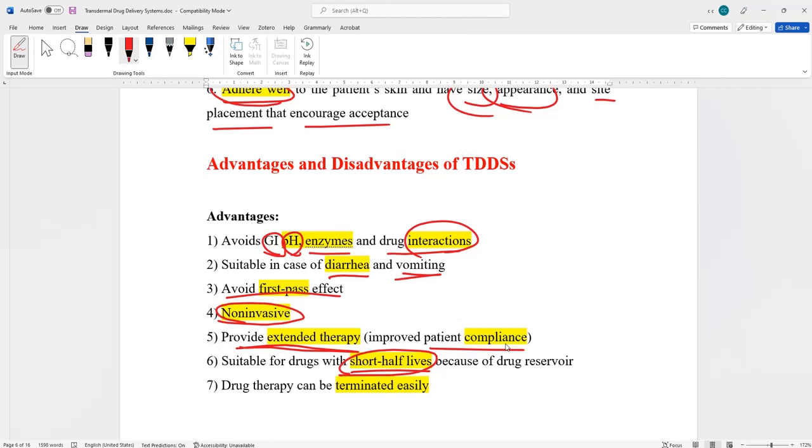Another good thing is that if you want to stop the medication, you just remove the patch, the transdermal patch. Remove it, and then you terminate the medication. This is unlike when you give a medication orally. If someone swallows the medication, then it will not be easy to remove that medication.